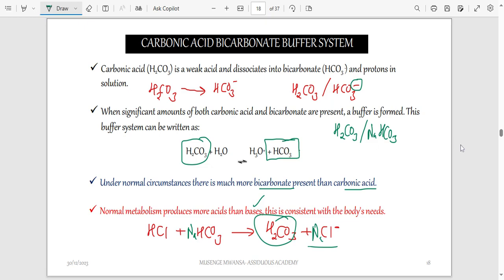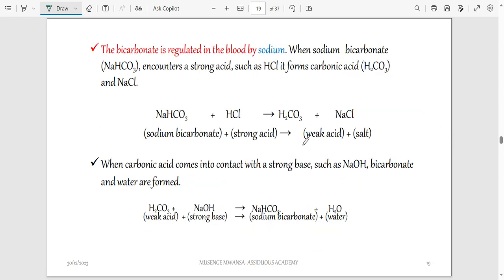That's under normal circumstances. So I've already described what happens when you add an acid to the buffer and when you add a base. And I've already said that sodium is just there to regulate or to control the ions. It doesn't really affect the reaction. Does this make sense? Is there any question? Okay, hope that's okay.